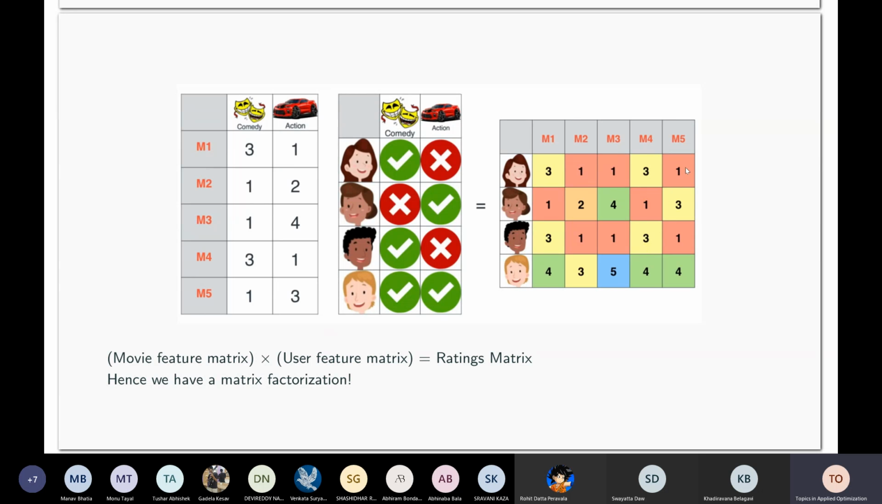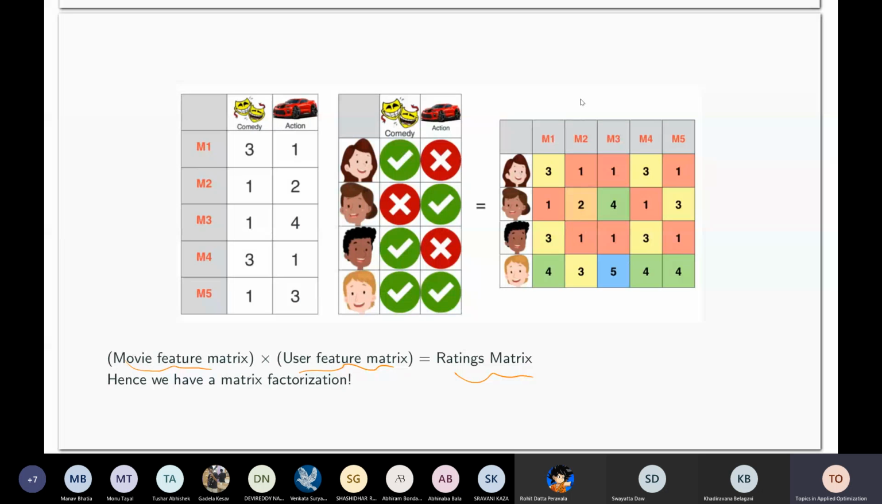So this is how we can fill out the ratings matrix if we knew something about the movie feature matrix and the user feature matrix, and hence we will get the ratings matrix. This is somewhat related to matrix factorization, right? Because I could see this as a matrix product. So how did we do the product? You can see this as a product.